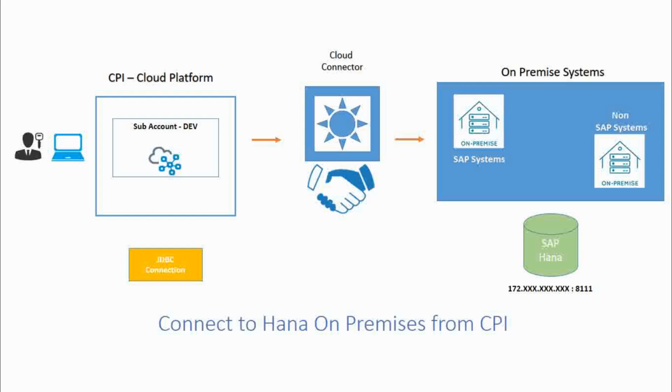In the cloud connector I will map this SAP Hana system access to this place, SAP Cloud Connector, and from the CPI or Iflow I will reach this SAP server via cloud connector. This is what we are going to do now.